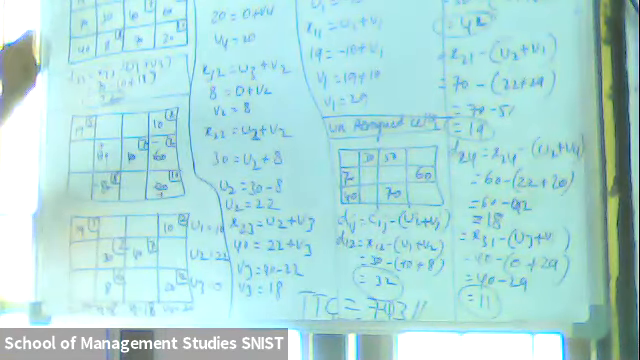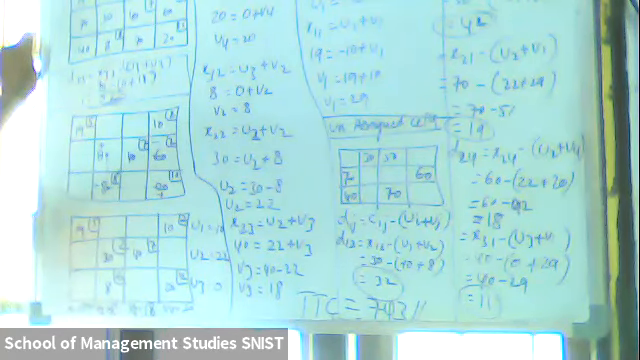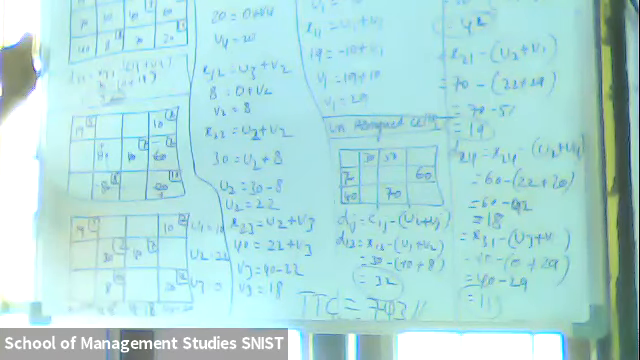Next, we have to go with assigned cells. We have to find all assigned cells, and then after that we go with unassigned cells. So how are you going to find the assigned cells? What is the assigned cell formula? Cij equal to Ui plus Vj, where i represents rows and j represents columns.